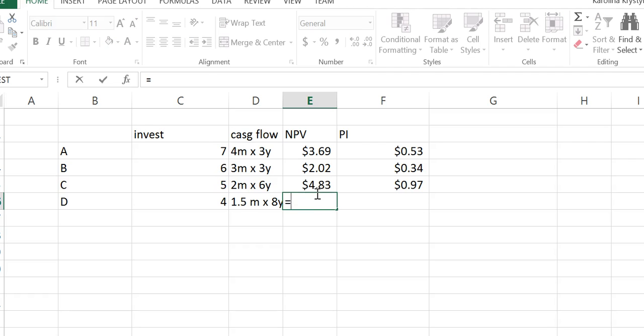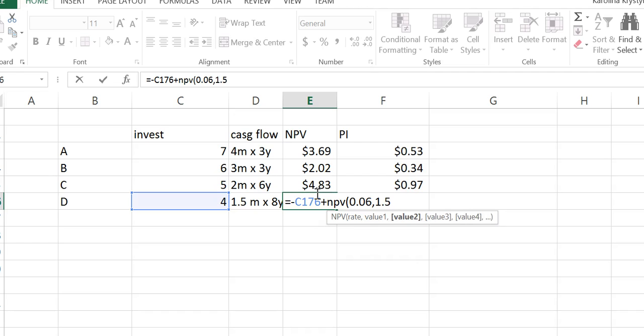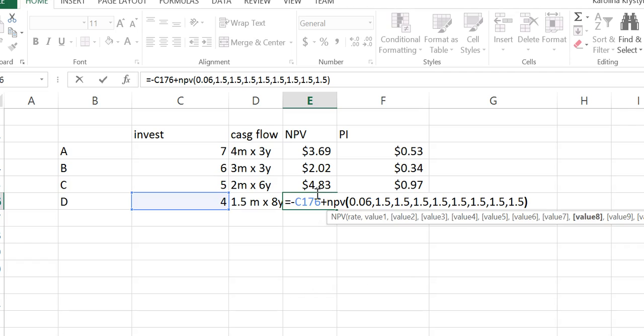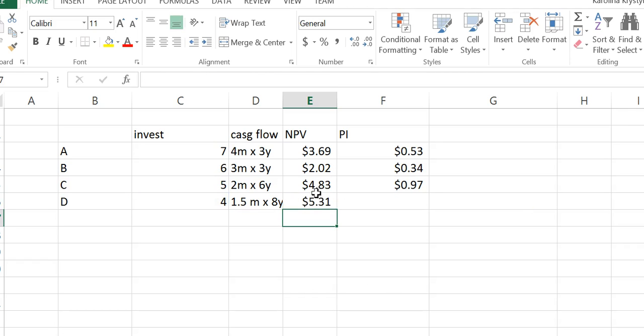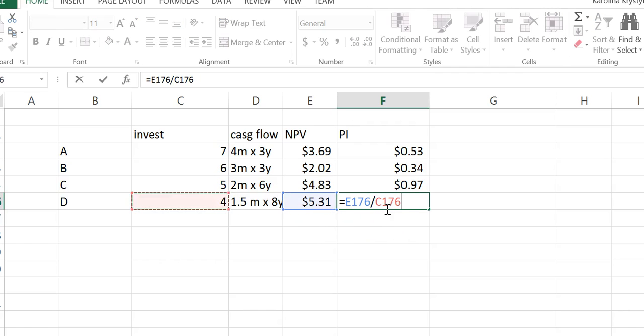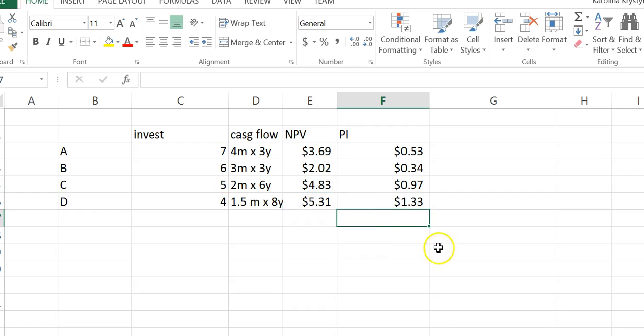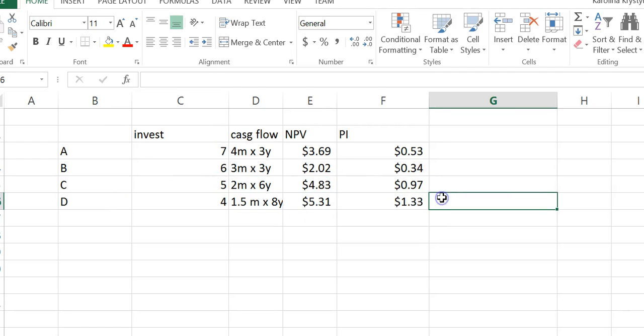And the final one, investment of 4 million plus net present value, where the rate is 0.06, and we have 1.5 million for 8 years. And that gives me 5.31, and profitability index 5.31 divided by 4, 1.33. Oh my god, this project is fantastic. Alright, so we can see that project D is absolutely the best.